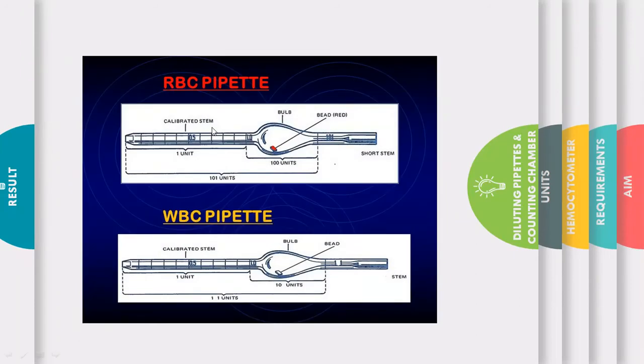Now see, these are the RBC pipettes. This RBC pipette contains the red bead. These are the bulb, the calibrated stem, and the short stem.